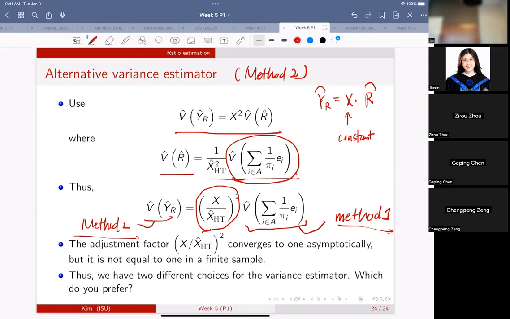And then this guy is actually what you used in the ratio adjustment, right? So we know that this will converge to one approximately. It will converge to one asymptotically, but it's not equal to one in a finite sample. So that means we have two different choices for the variance estimator. Which one do you prefer?